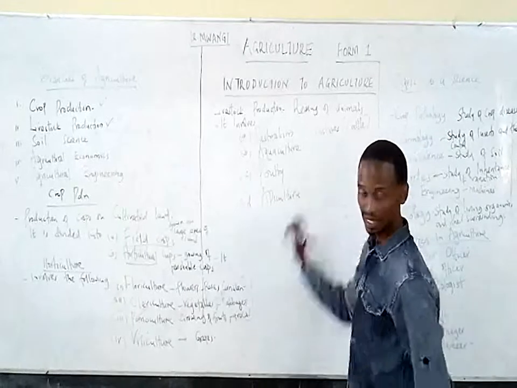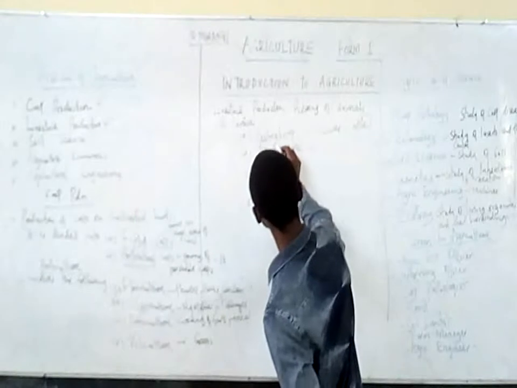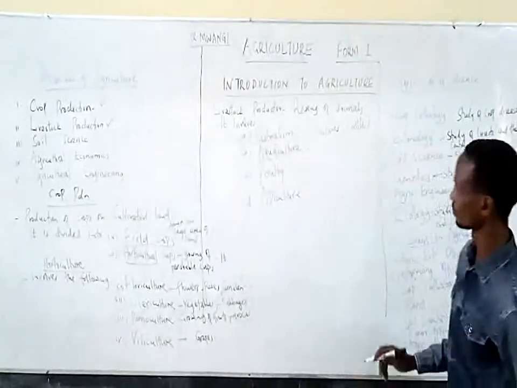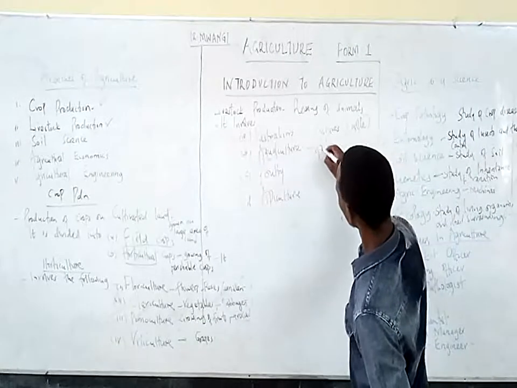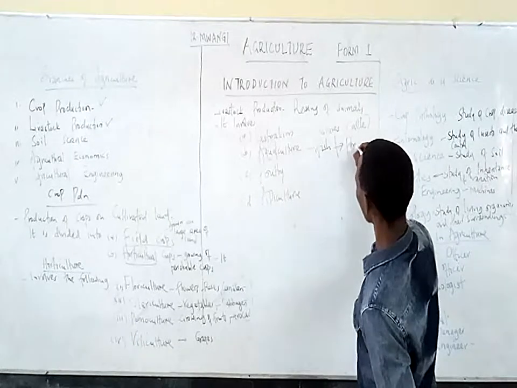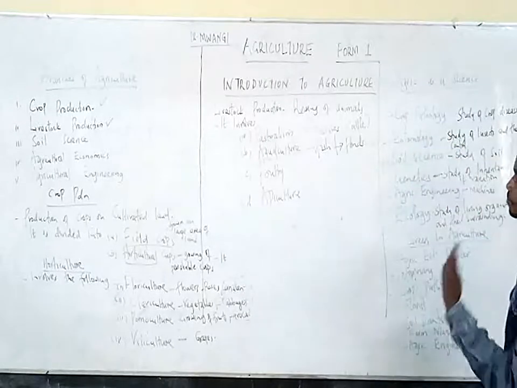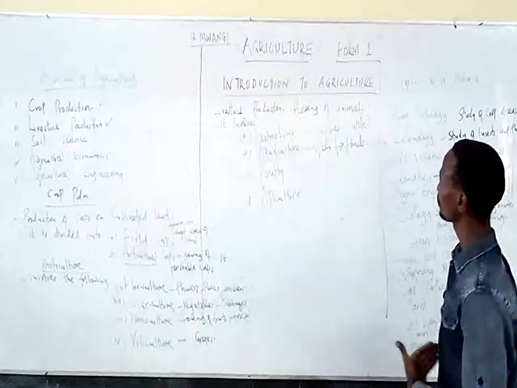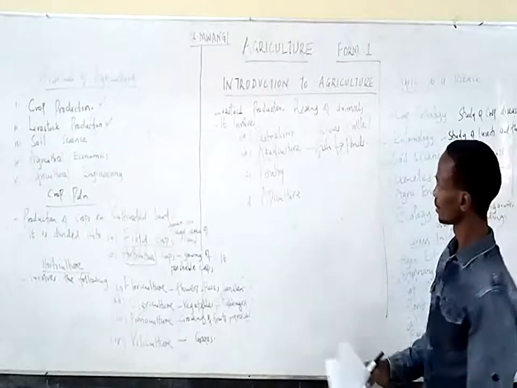Then aquaculture: aqua refers to fish, and culture is the rearing. So aquaculture is the rearing of fish in fish ponds. Apart from the natural water sources, there's nowhere else you can rear fish. So if you are rearing them on your farm, you have to come up with a pond.